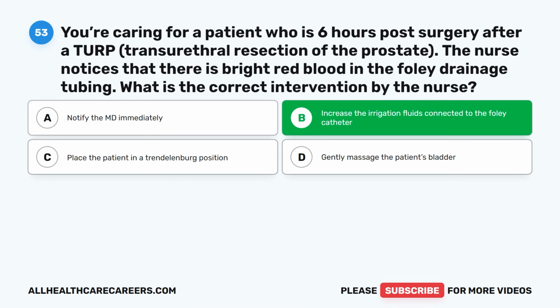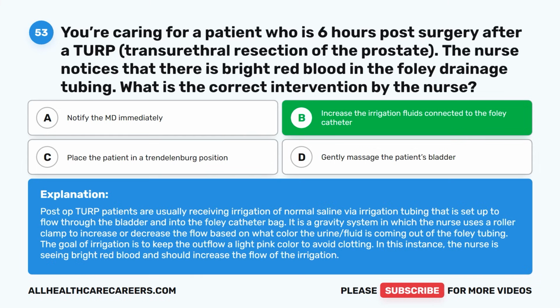Increase the irrigation fluids connected to the Foley catheter. Post-op TURP patients are usually receiving irrigation of normal saline via irrigation tubing that is set up to flow through the bladder and into the Foley catheter bag. It is a gravity system in which the nurse uses a roller clamp to increase or decrease the flow based on what color the urine fluid is coming out of the Foley tubing. The goal of irrigation is to keep the outflow a light pink color to avoid clotting. In this instance, the nurse is seeing bright red blood and should increase the flow of the irrigation.